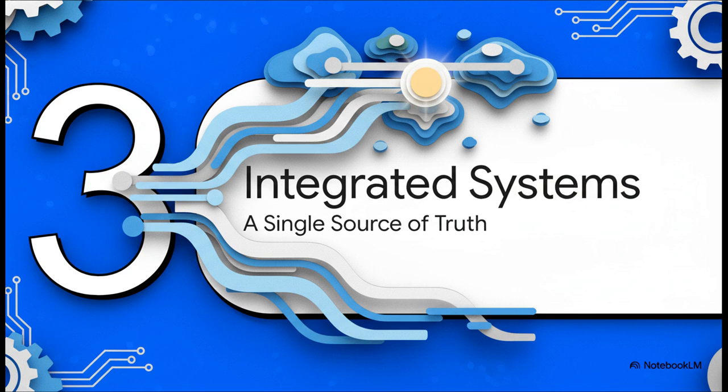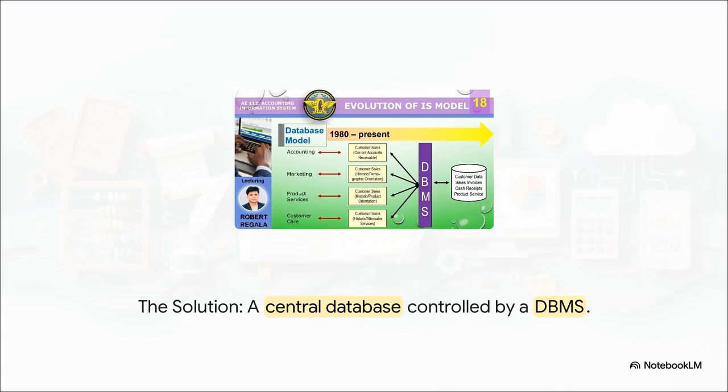Okay, so the solution to these digital islands was a genuine revolution in how we thought about data. It was an idea that would finally let the entire organization work from one single shared set of information. And the big breakthrough was centralization. Instead of every department having its own separate database, the database model puts all of a company's data into one common pool. And access to that pool is controlled by a special piece of software called a database management system, or a DBMS. Now suddenly, marketing, accounting, and services can all access the exact same customer data.